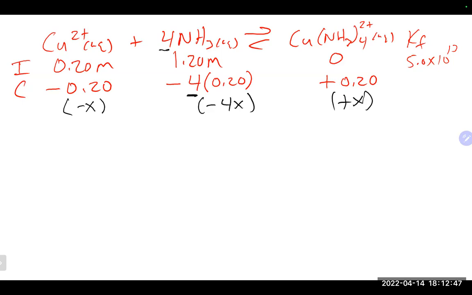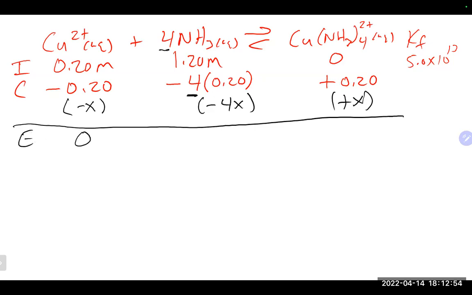Any questions? That means when we do reach equilibrium here, we're going to get 0 of this species. On the NH3, we're going to get 1.2 minus 4 times 0.2, which is 0.4. And we're going to get 0.2 of the complex ion in this particular case. Any questions up to there?